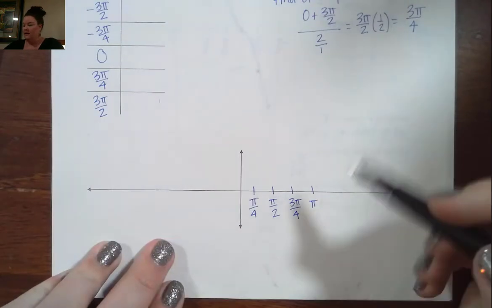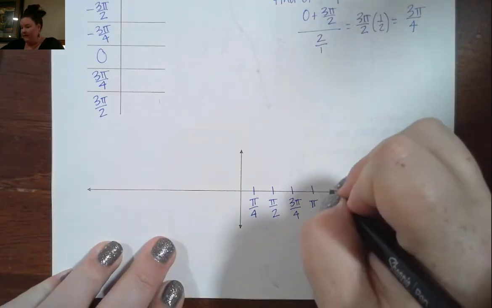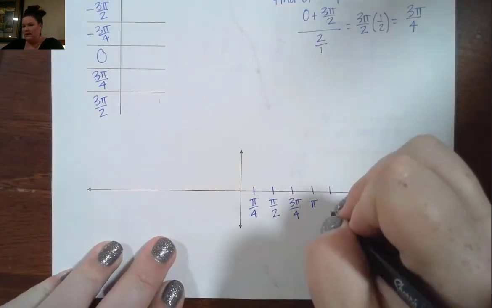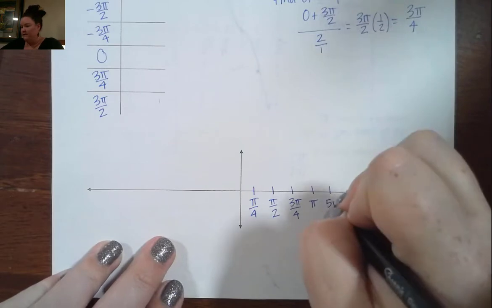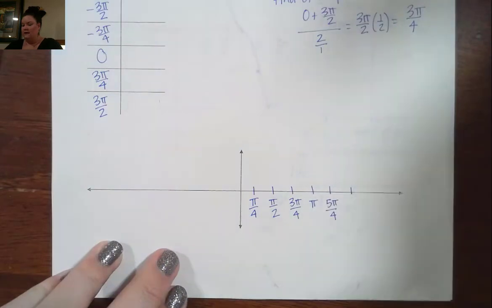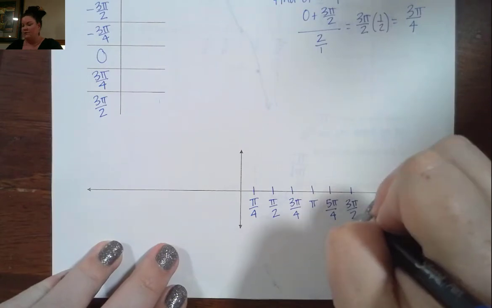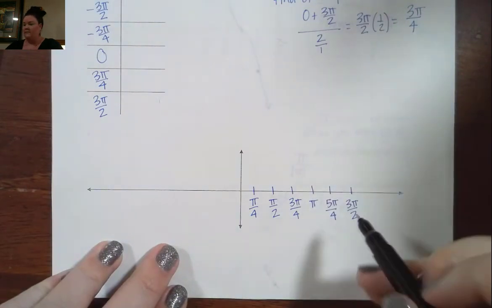So what was I at? This was 4 pi's over 4. And then I have 5 pi's over 4. And then I have 6 pi's over 4, which actually reduces to 3 pi over 2. Okay, and I can stop there because that's my ending point.